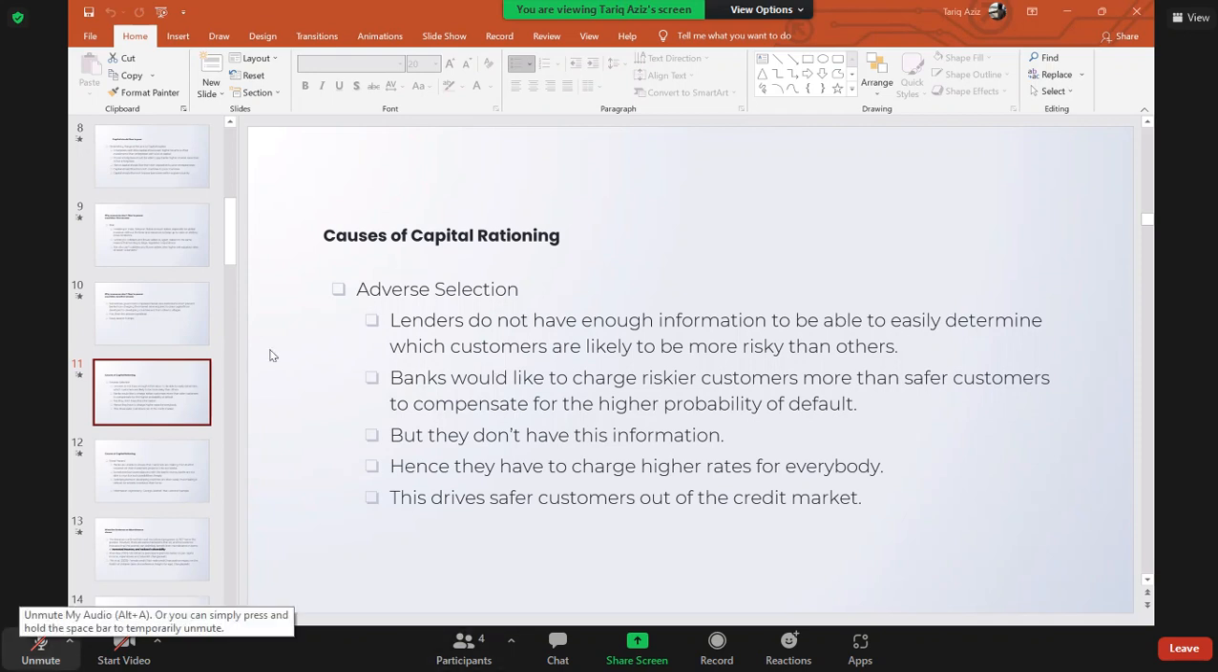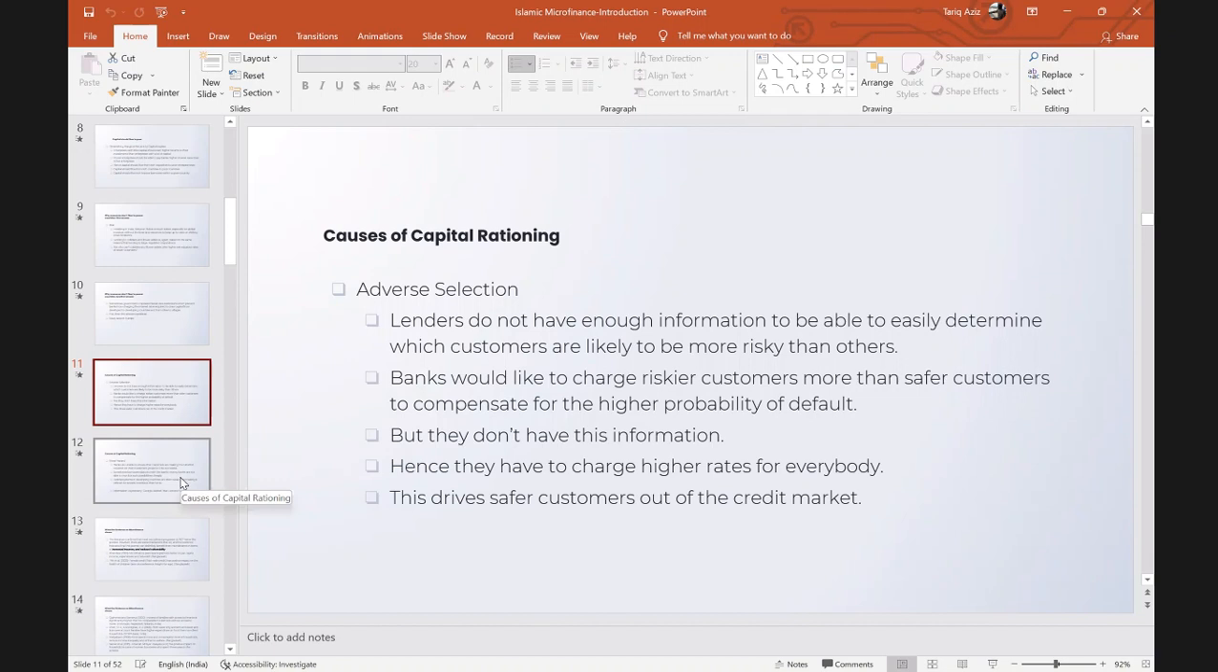Yesterday we were talking about the causes of capital rationing. Capital rationing means if we limit the supply of capital to a particular sector, that can be called capital rationing. So what are the reasons for capital rationing? There are mainly two reasons. The first one is adverse selection, and the second one is moral hazard.